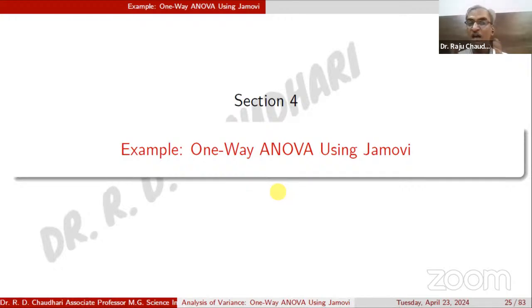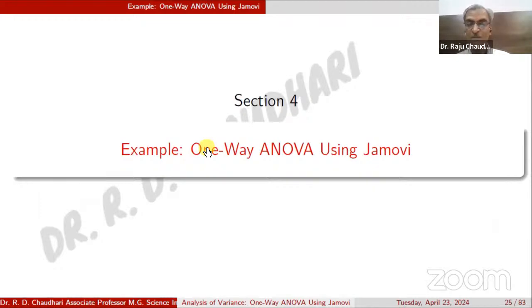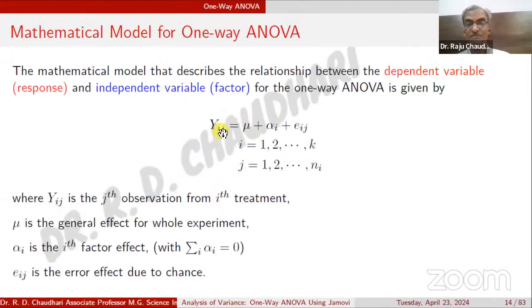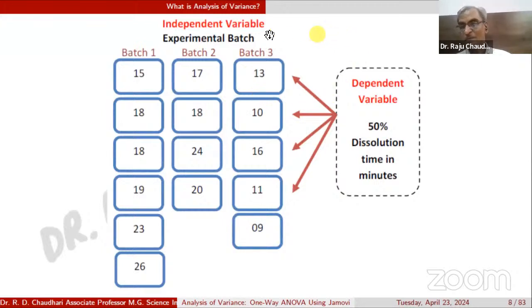Now the problem is how to analyze the data in Jamovi. Now remember one thing, in Jamovi, for example in our example, if you look at the data, so this is my data. So basically how many variables are there? There are only two variables. One is a dependent variable, which is continuous. Another is an independent variable, that is experimental batch.